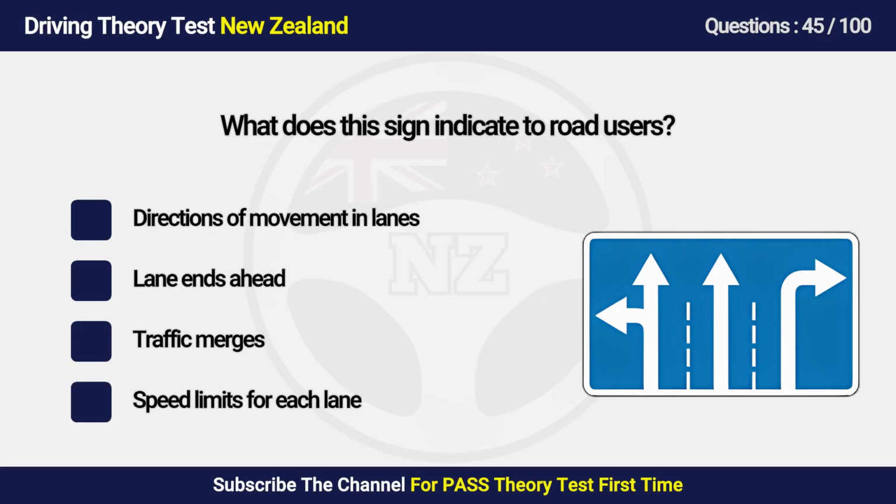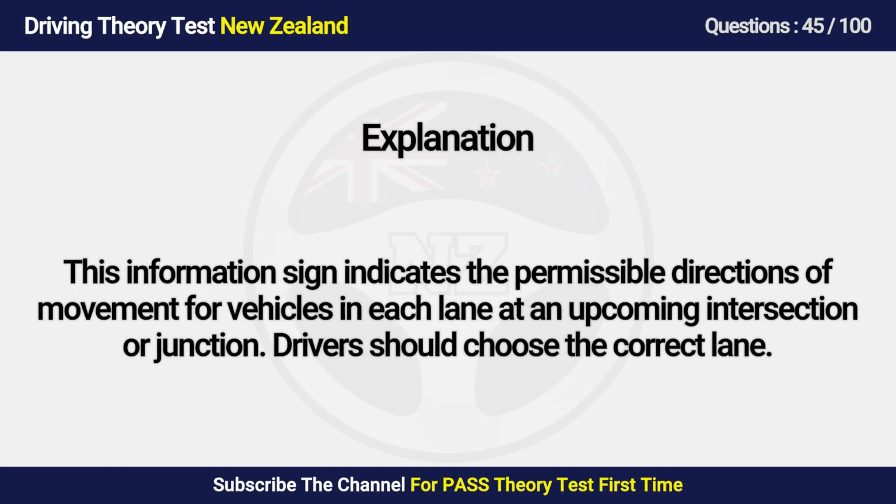B. Lane ends ahead. C. Traffic merges. D. Speed limits for each lane. Answer is A. Of movement in lanes. This information sign indicates the permissible directions of movement for vehicles in each lane at an upcoming intersection or junction. Drivers should choose the correct lane.